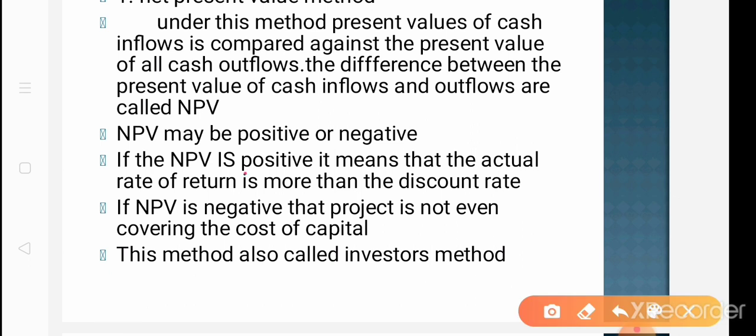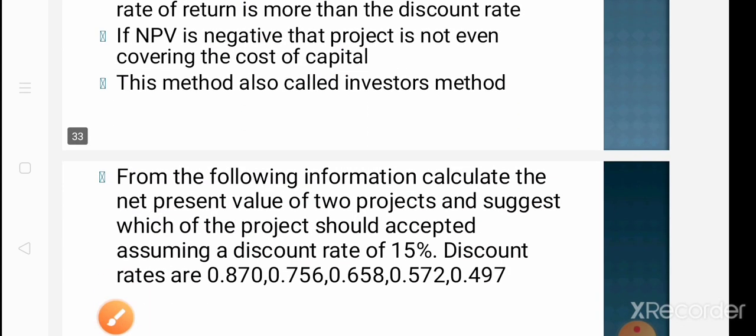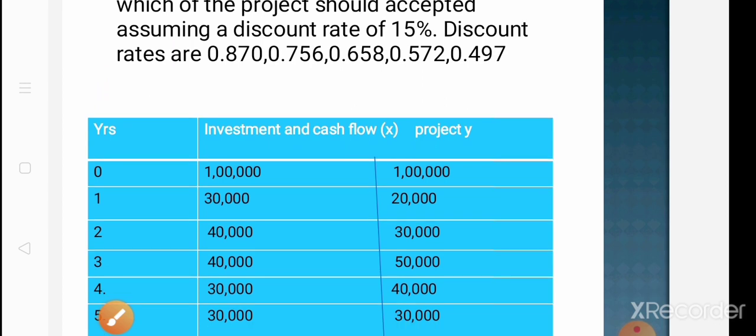If it is positive, we can say that the project is profitable. But if it is negative, we can say that the project is not even covering the cost of the capital. This method is also called the investor's method. Then we are moving toward its calculation.